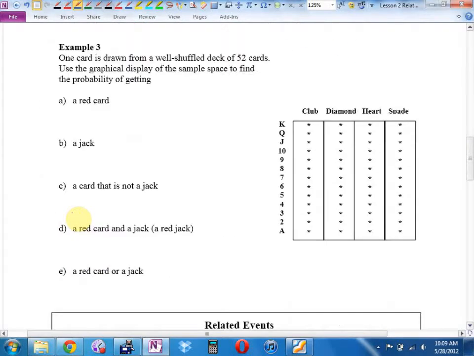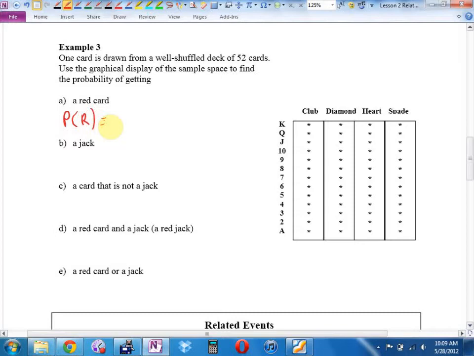Deck of cards. Now, I've given you a picture of a deck of cards. You'll want to become a bit familiar with how a deck works. So, one card is drawn from a well-shuffled deck of 52 cards. How many cards? 1. We'll start doing multiple cards later, which are also equally cool. Use the graphical display of the sample space to find the probability of getting a red card. I'll call that the probability of capital R, and I'll do it in red. Why not?